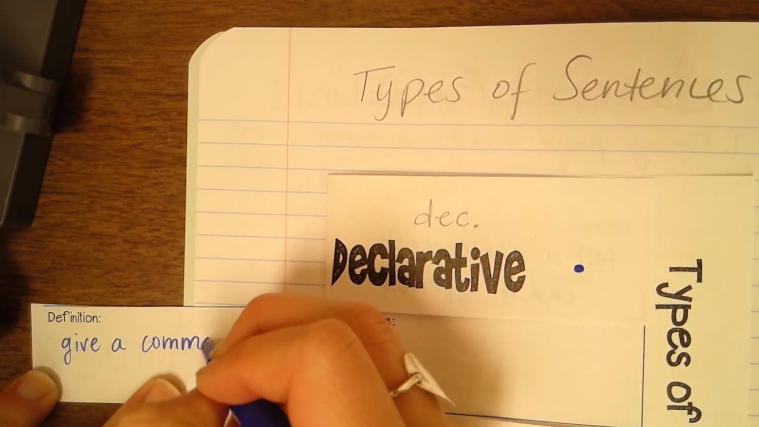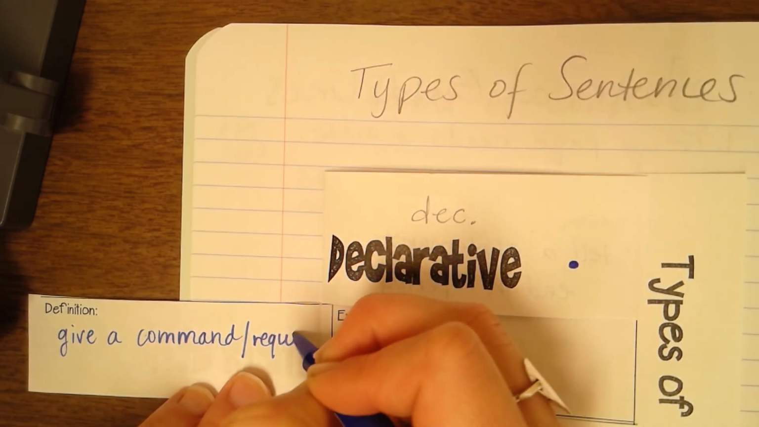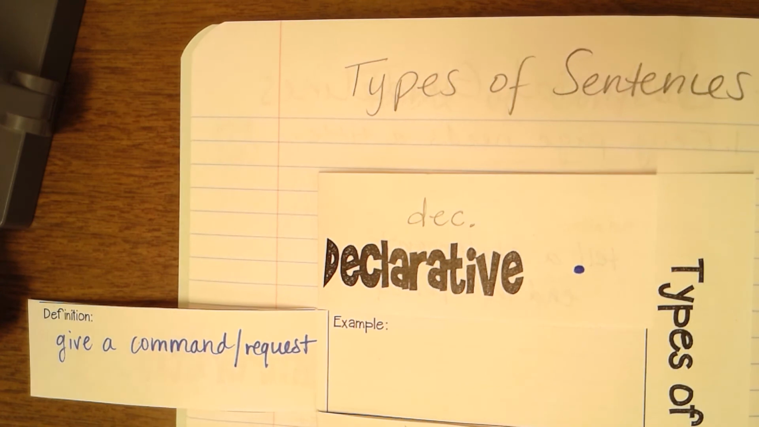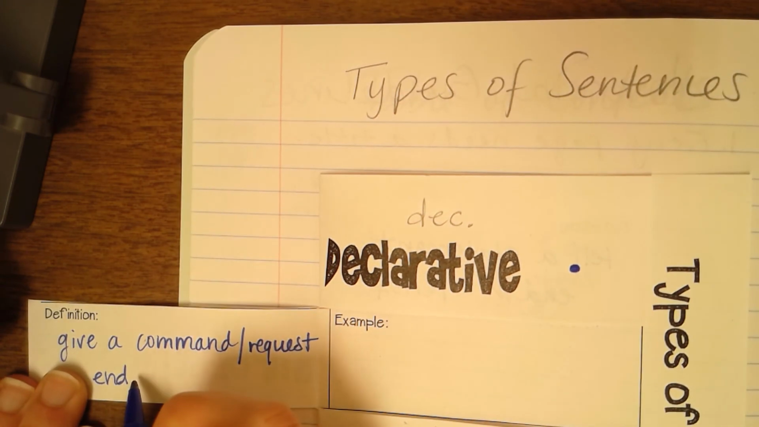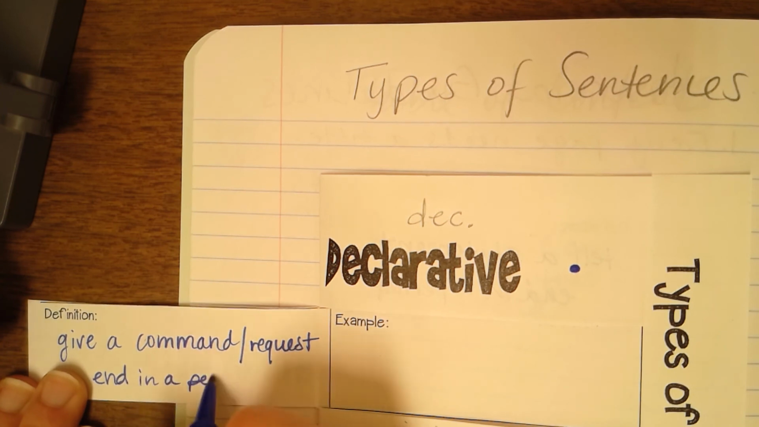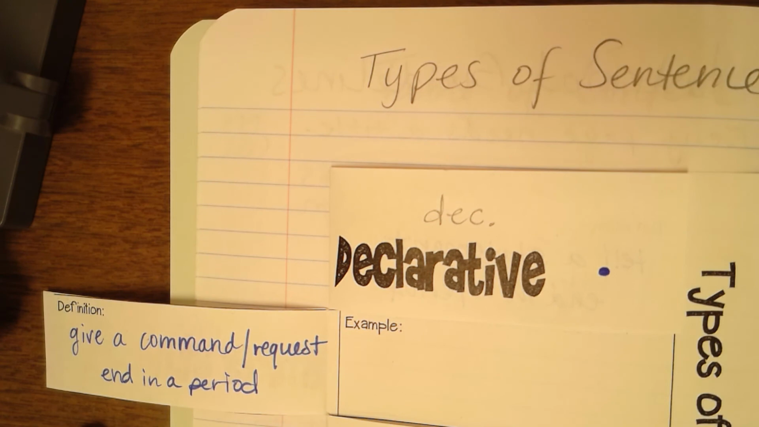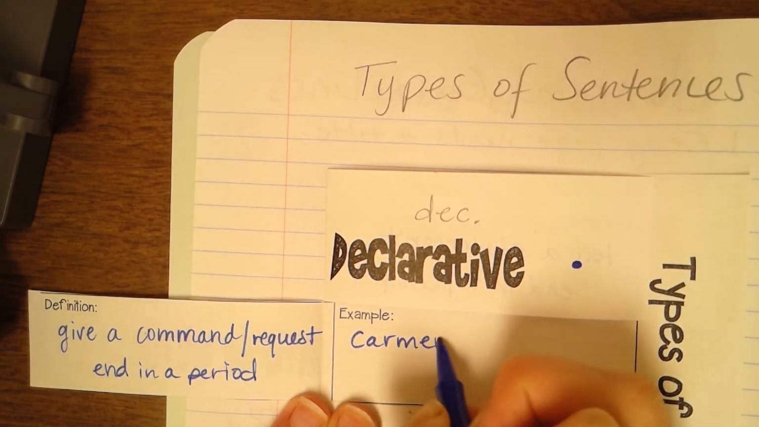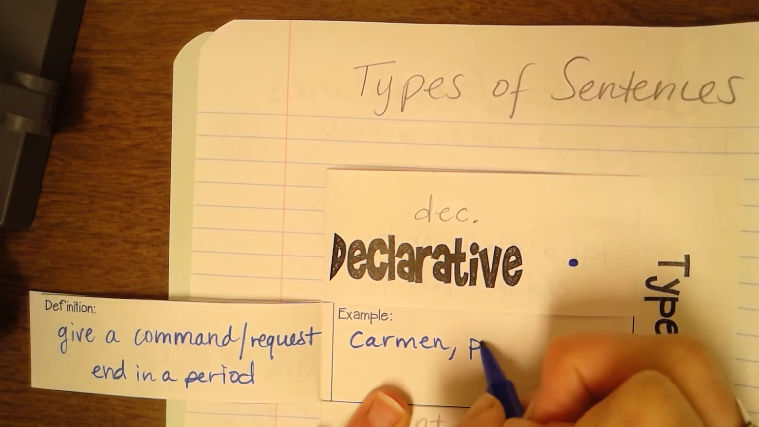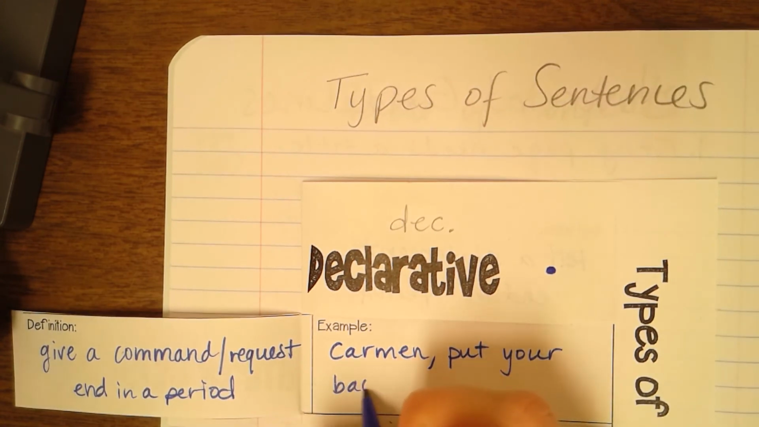Give a command / request. And most of the time they end in a period. An example, Carmen, put your backpack away.